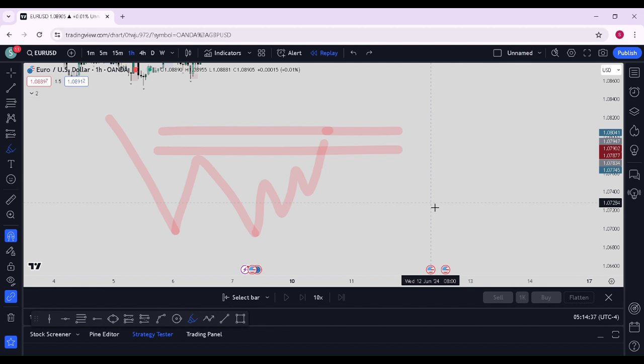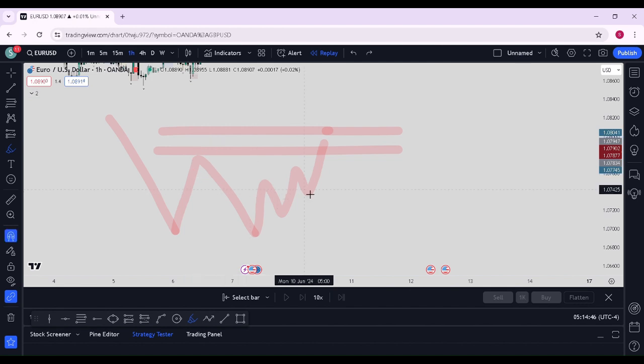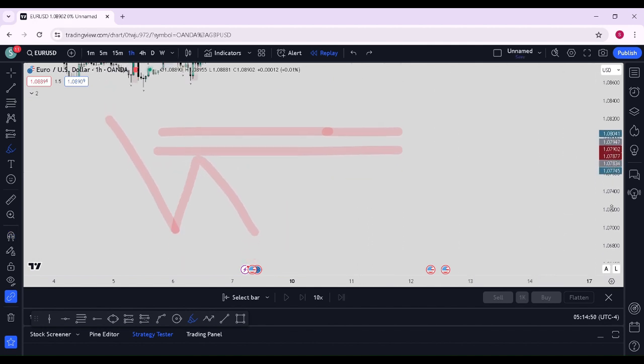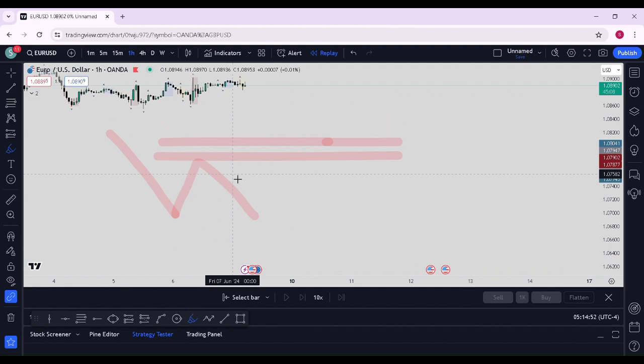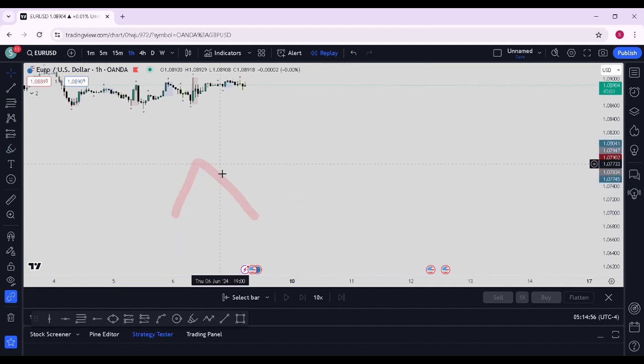Alright, so you can use this inducement with any PD array, but my favorite one is fair value gaps, as it increases the probability of the fair value gap to be respected. Alright, so I'll show you some examples and you will understand this very well.